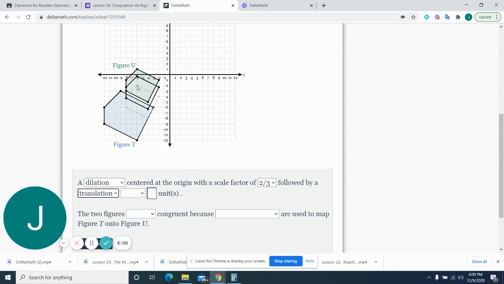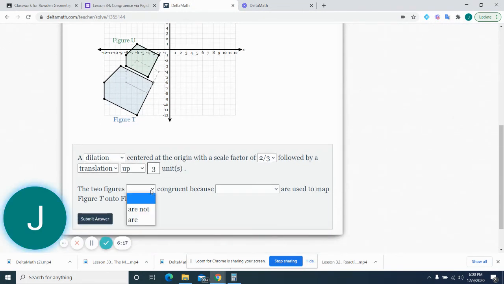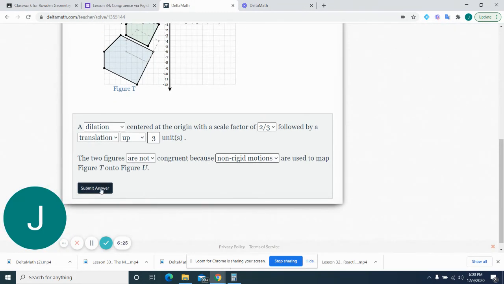So it shrinks to 2/3 of its size, followed by a translation. So it's here, it goes up 1, 2, 3. Look at this one, 1, 2, 3. So translation up 3 units. The two figures are not congruent because non-rigid motions are used to map figure T onto figure U.